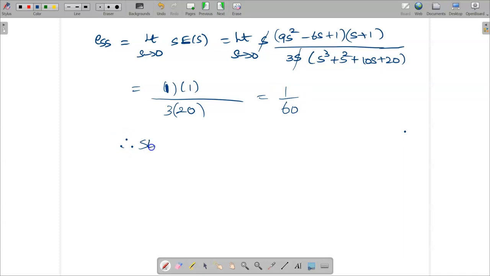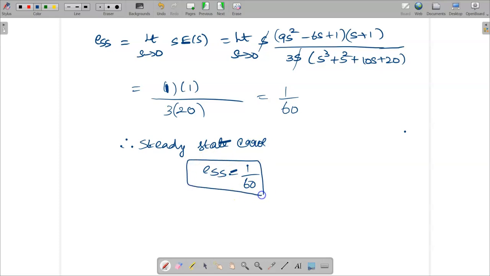So therefore steady state error ESS is given by 1 by 60.